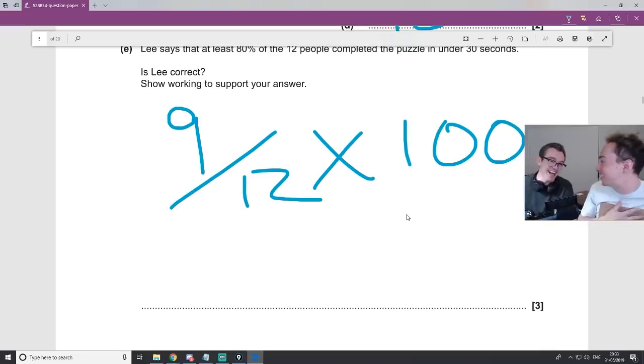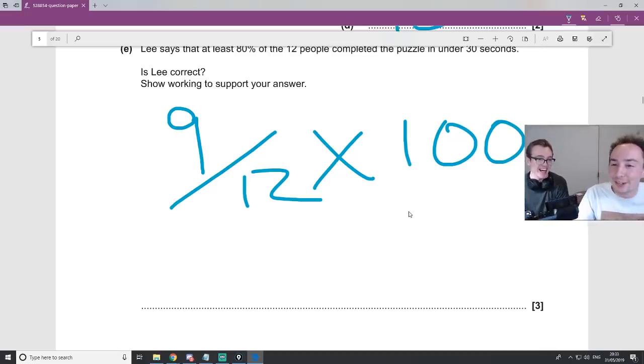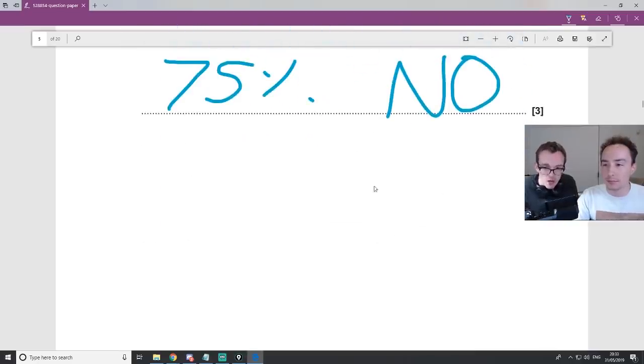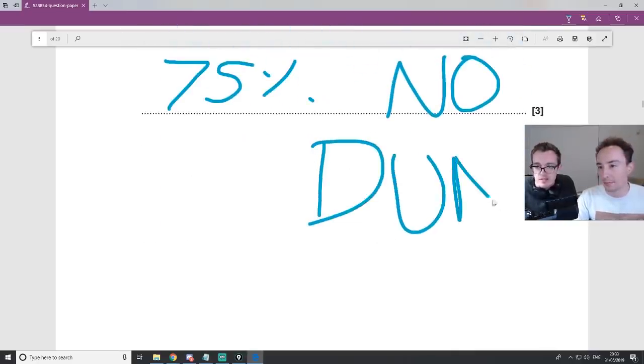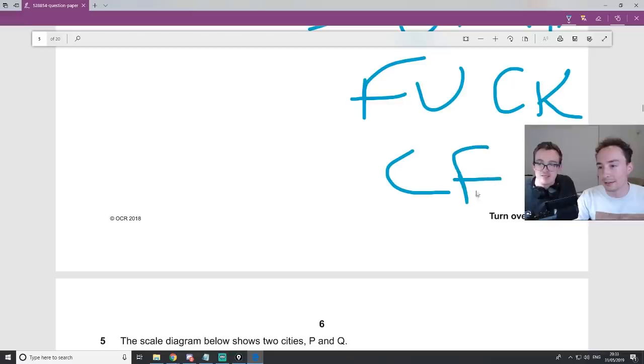What do you mean about 75? It's exactly 3/4. It is 75%. Fucking hell, I mean, that's about 75%. So Lee is not correct. You're not supposed to write... No! Dumb fuck. There you go. All right, on to the next one.